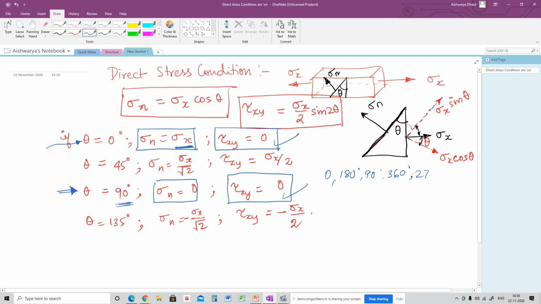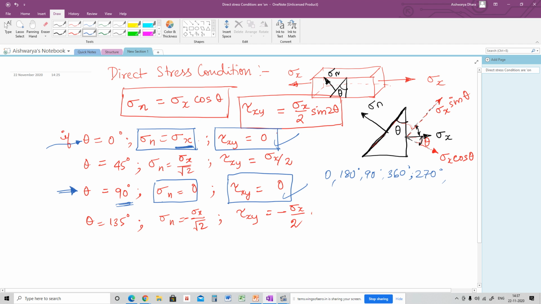$270 is also there, right? Clear? So they will give you a couple of options, you have to choose among them. They will ask you the questions likewise.